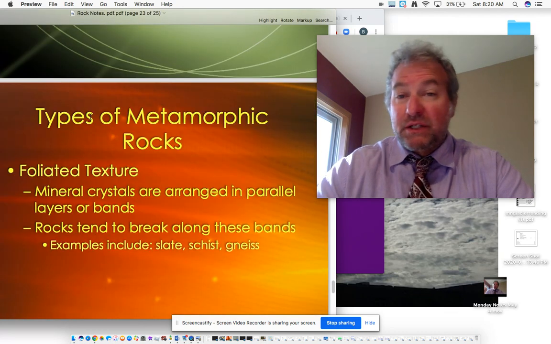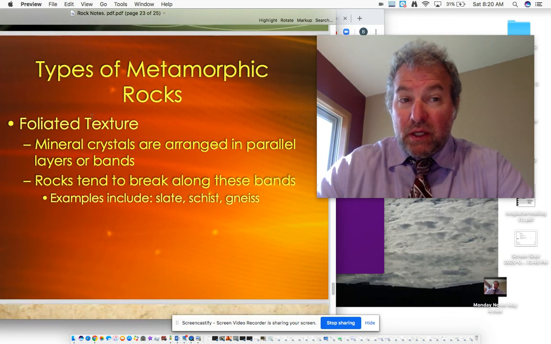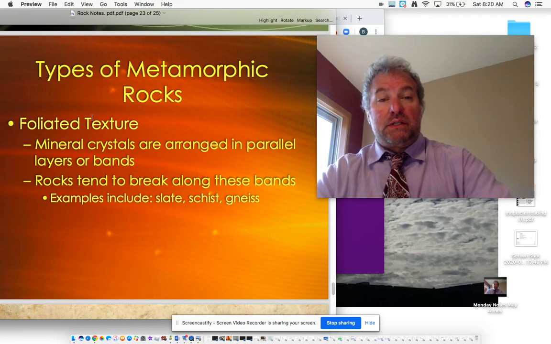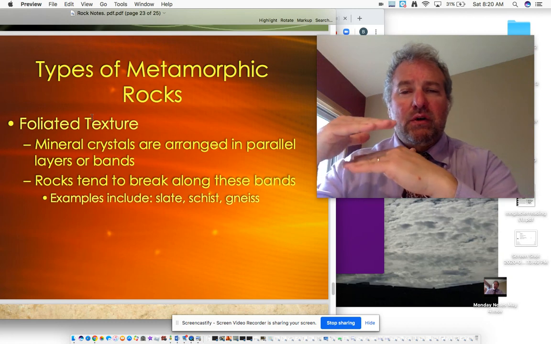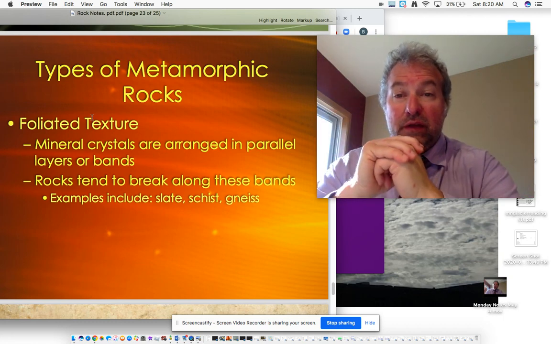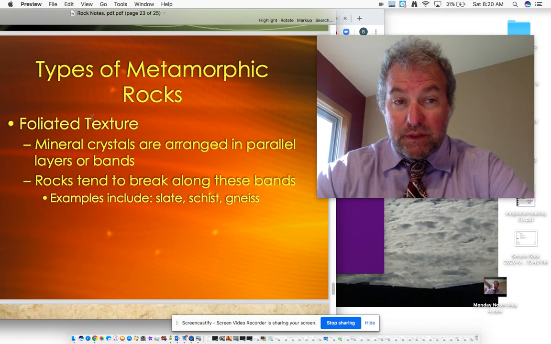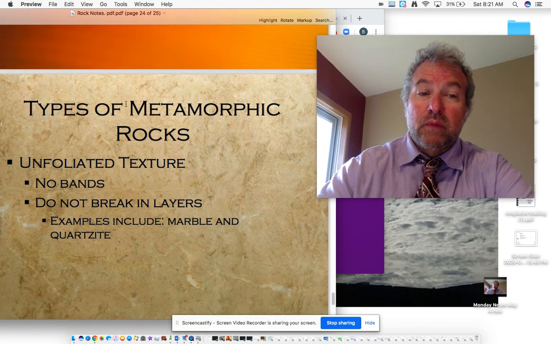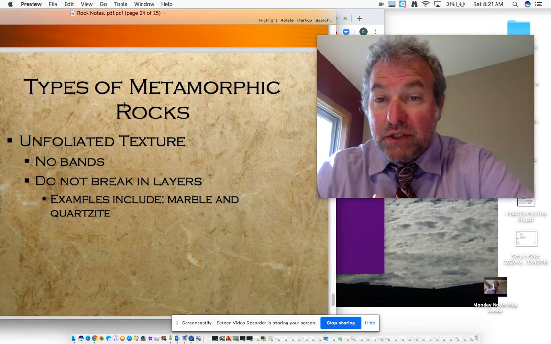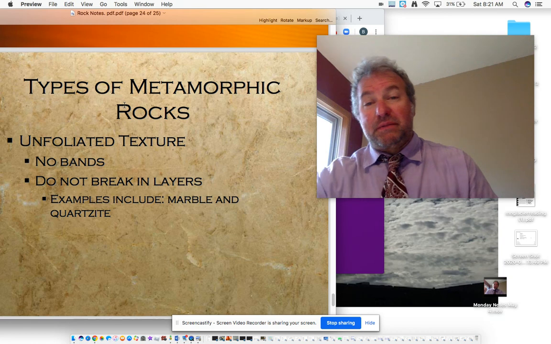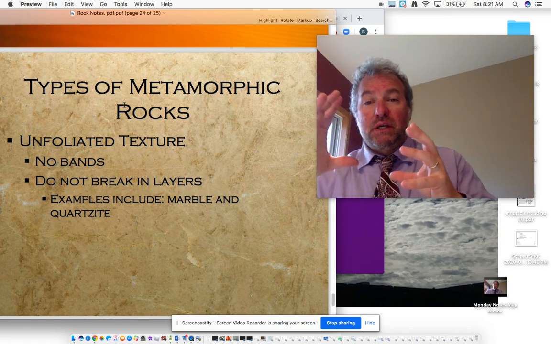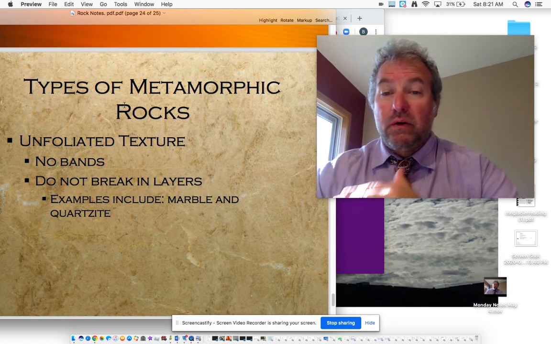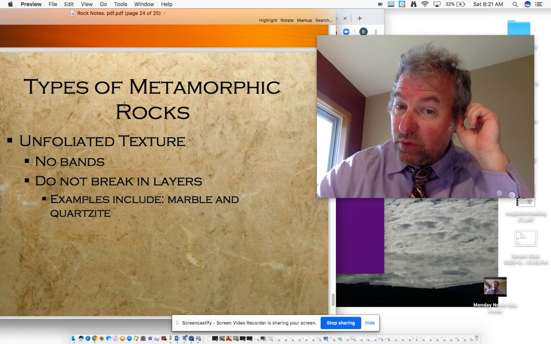What happens when it has those different types of metamorphism? It creates different textures within the rock. It can have a foliated texture, and that means it has layers and bands in the rocks, and that comes from regional metamorphism. We also have what's called an unfoliated texture. That occurs during contact metamorphism. So if it's squeezed evenly in all directions, it creates a texture where it's unfoliated. There are no lines or bands within those rocks.